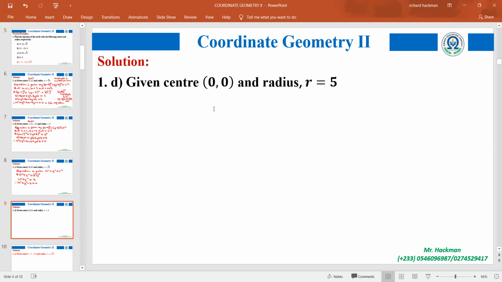So given center 0, 0, which is the origin, and radius r. Once I know that my center is the origin, I am good to go with my special case. So again, I come and write, equation is given by, it involves a formula. So I will quote the formula.